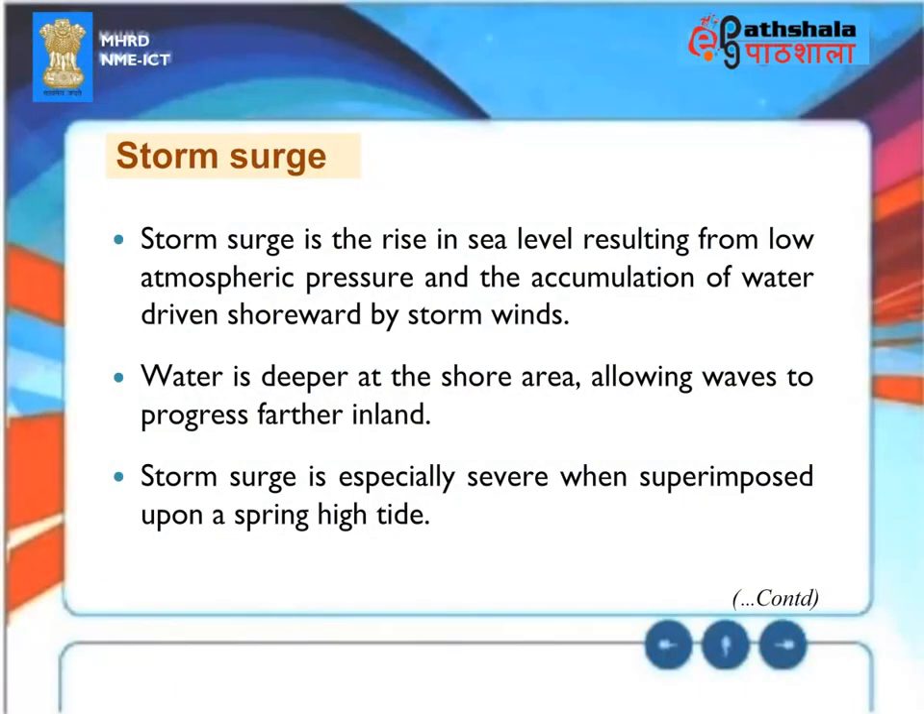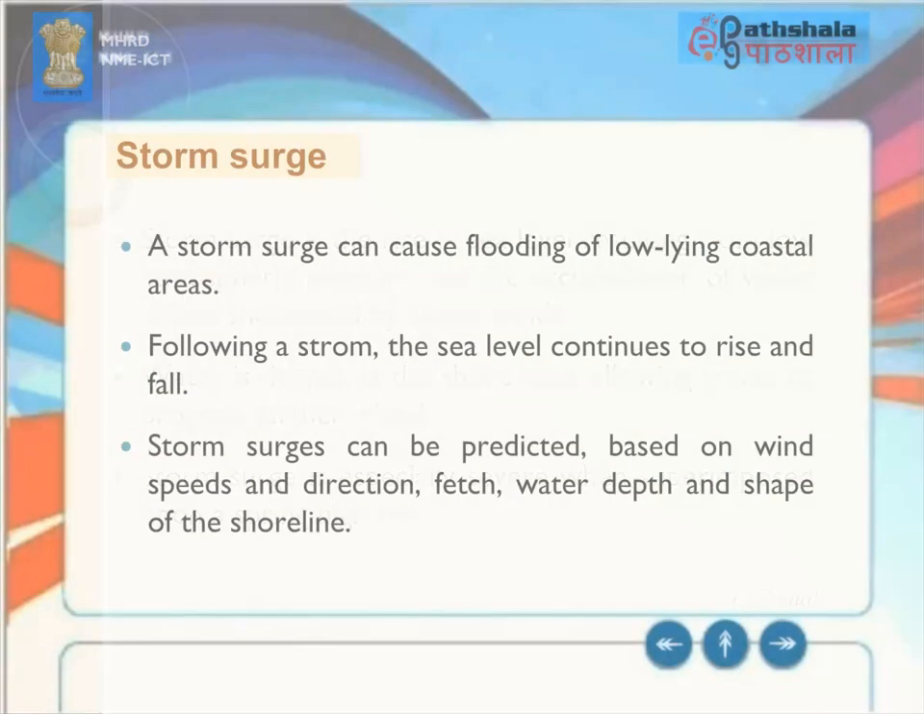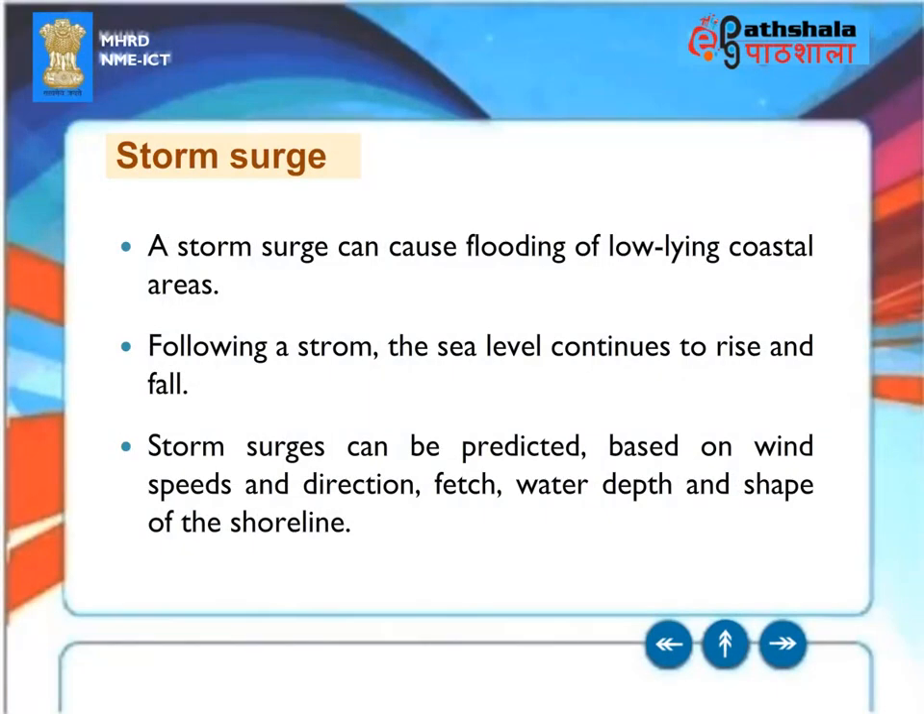Storm surge. Storm surge is the rise in sea level resulting from low atmospheric pressure and the accumulation of water driven shoreward by storm winds. Water is deeper at the shore area, allowing waves to progress farther inland. Storm surge is especially severe when superimposed upon a spring high tide. A storm surge can cause flooding of low-lying coastal areas.